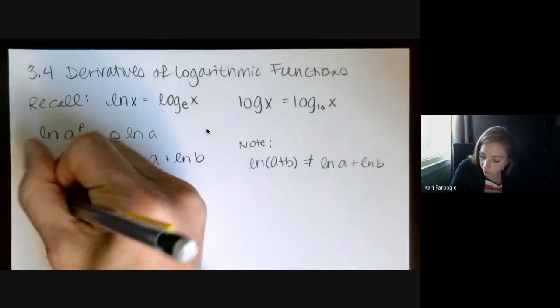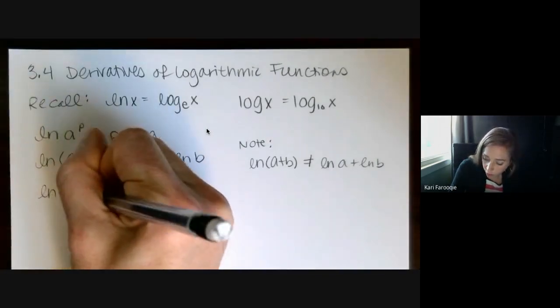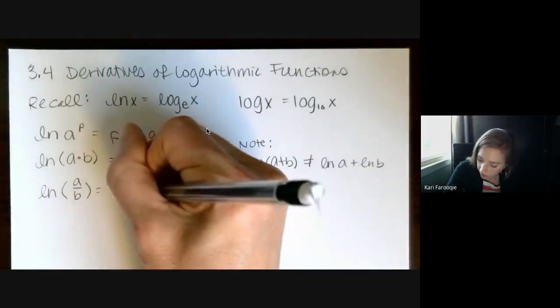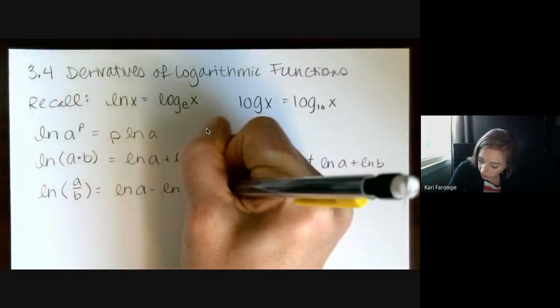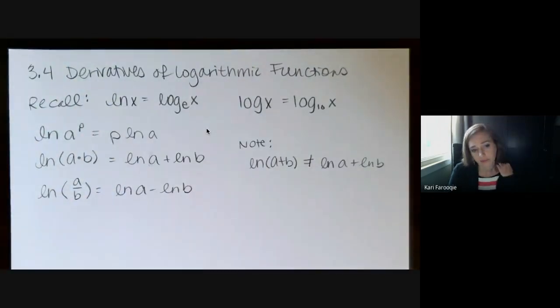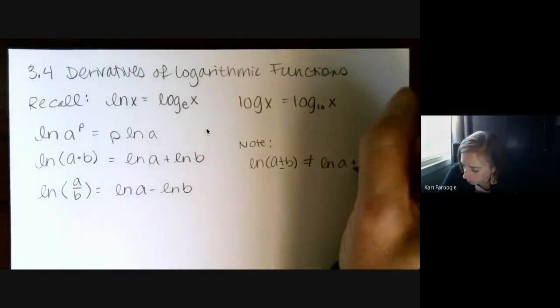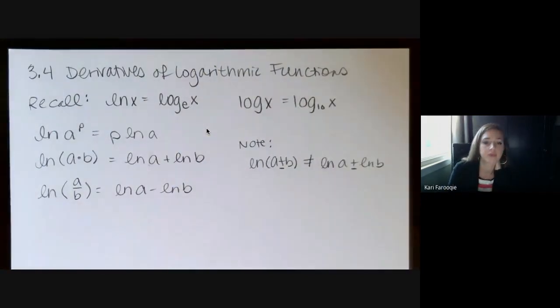We have a similar rule for quotients. We would say that this is the natural log of a, and this time you're going to subtract. It'll be minus the natural log of b. And same thing, I should say plus or minus in this case. There's no use in writing it twice. In either case, that will not work. You have special rules for the logarithm of a product and the logarithm of a quotient.